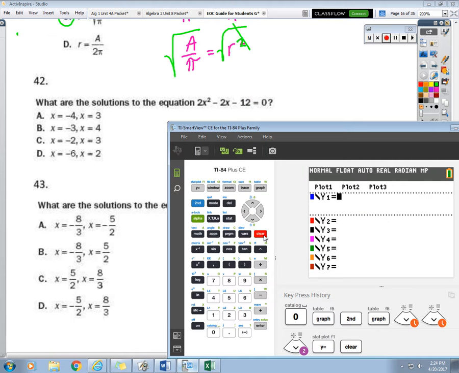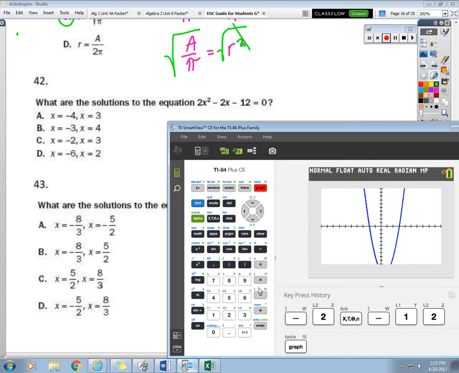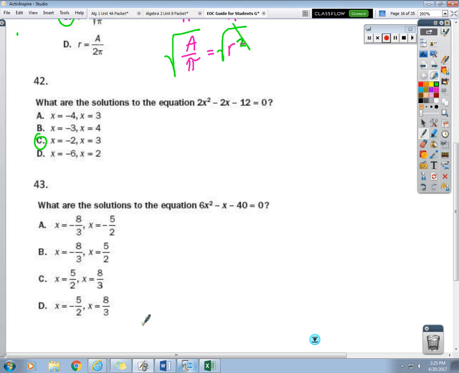Y equals 2x squared minus 2x minus 12. Okay, it crosses in two places, which makes sense because there's two answers for every choice. And where are those two places? Negative 2, positive 3, so that would be C.